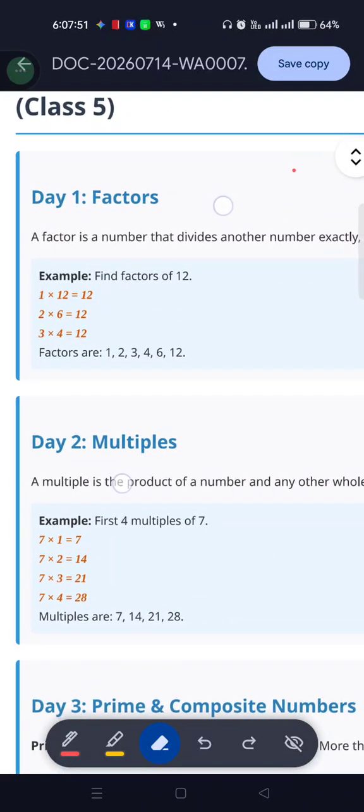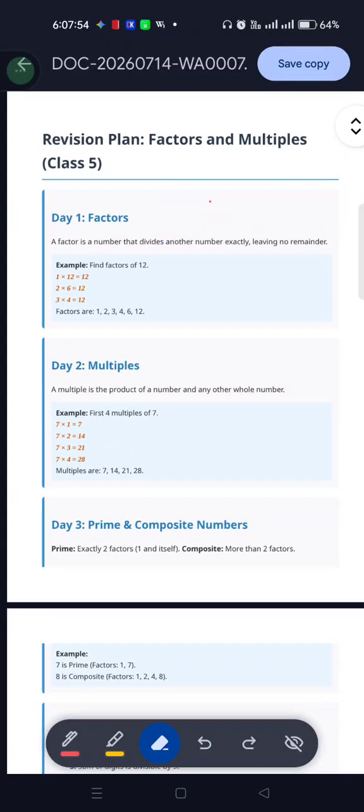So see here, what are factors? We can take a short definition of a factor. Here a short definition of a factor is given. You can read it or you can learn it also, so it will be beneficial for your future. What is a factor? A factor is a number that divides another number exactly, leaving no remainder. So it is a short definition of a factor.